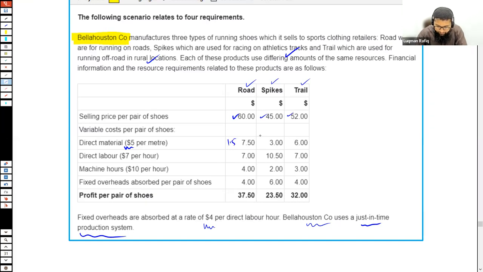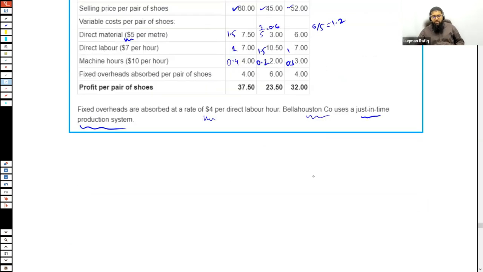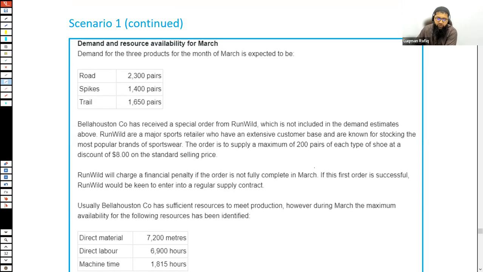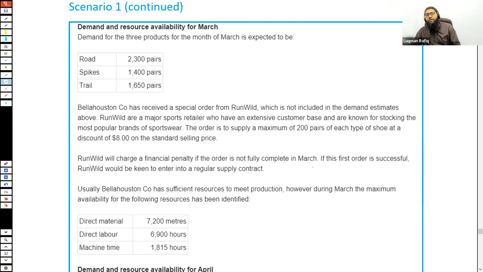Then this is 3 divided by 5, which means 0.6 meter. And this is 6 divided by 5, which means 1.2 meter. Labor is $7 per hour. It's 1 hour, it's basically 1.5 hour, it's 1 hour. Machine hour is $10, so it's 0.4 hour, 0.2 hour, 0.3 hour. Fixed overheads are like this, so and so. Now, what else do we need to do? We need to calculate the availability of the resources and whether we would have them sufficient or not. Because until you identify the limiting resource, you cannot go forward. So the first step with respect to this specific question is going to be.